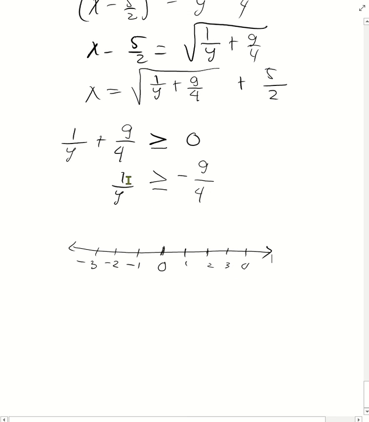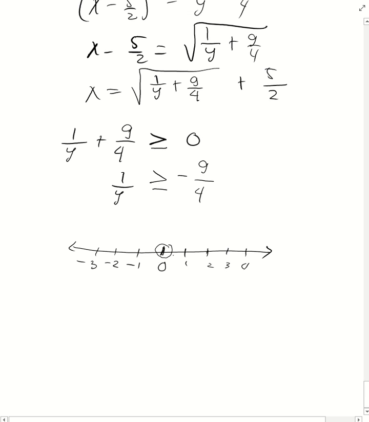We take 3, 1 over 3 is still greater than negative 9 over 4. If we take anything greater than 4, it always satisfies the condition that it is greater than negative 9 over 4. Even if we take 1, or less than 1. But if we take 0, this is 1 over 0. So, therefore, we can conclude that 0 is not part of the solution.